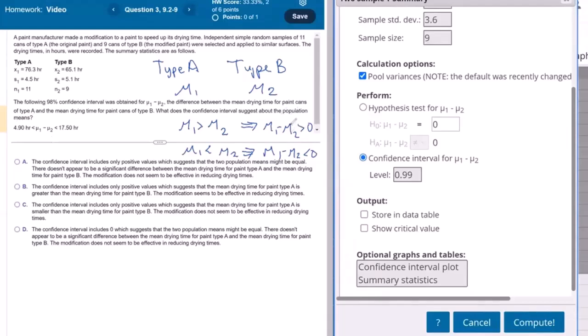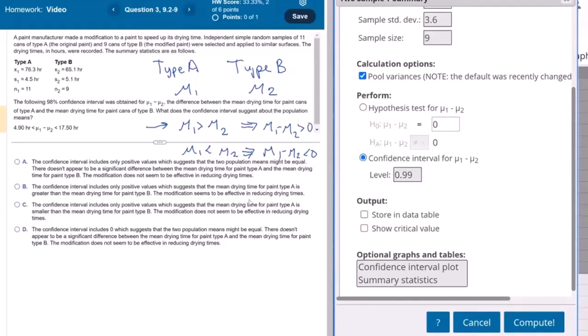The confidence interval includes only positive values, that's true, which suggests that the two population means might be equal. That's not what it says. It says that mu1 is greater than mu2. I don't see how they're equal. They would only be equal if one was negative and one was positive and there was a 0 in between. But it's not that. The confidence interval includes only positive values, which suggests that the mean drying time for paint A is greater than the mean drying time for paint B. The modification seems to be effective in reducing drying times because we modify type B. That looks like the right answer.